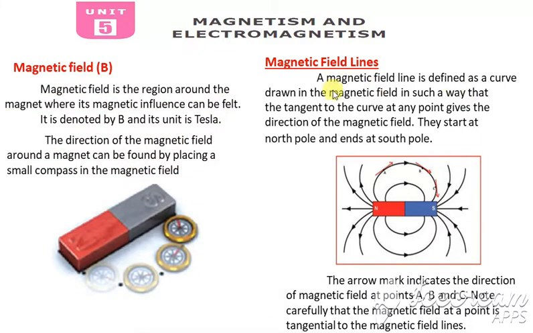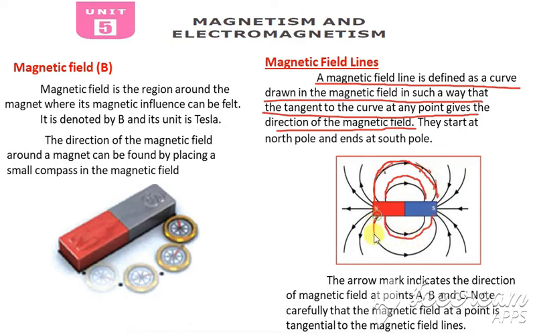Next is magnetic field lines. A magnetic field line is defined as a curve drawn in the magnetic field in such a way that the tangent to the curve at any point gives the direction of the magnetic field. So magnetic field lines are nothing but curves. Here are the curves, is it not? These curves are all called the magnetic field lines. What is meant by a tangent is an exterior line.